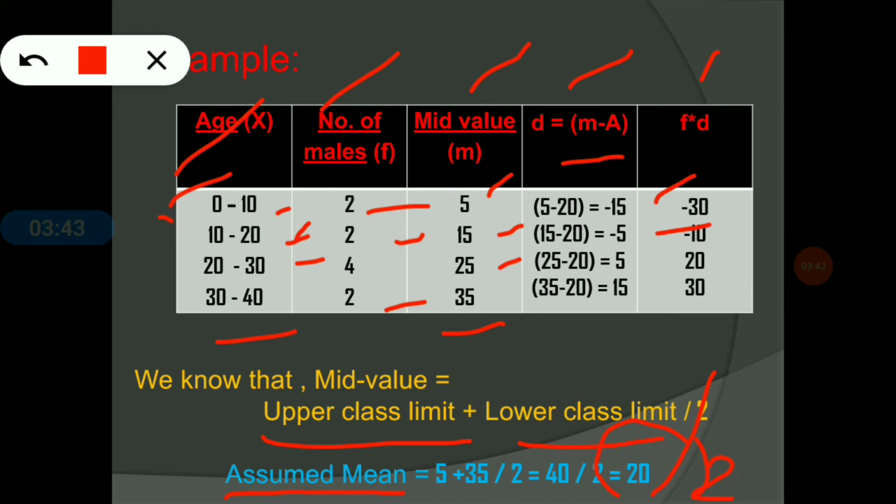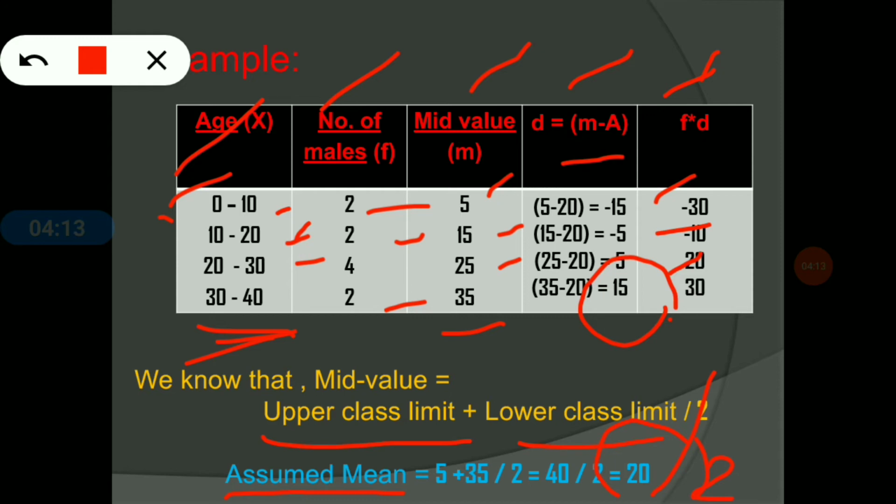So, that is why D equals plus 5. And now going to the last class, where the mid value is 35 and assumed mean is 20. So, here we can see the deviation value for the last variable, that is equals to plus 15. Clear? Okay. So, now going to the fifth column, where we can see the multiplicative value between frequency and deviation.